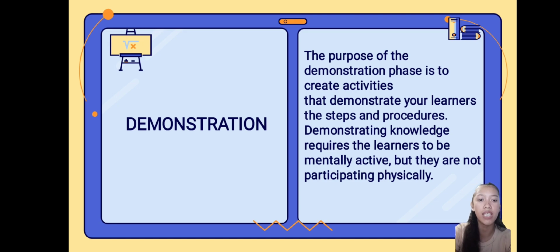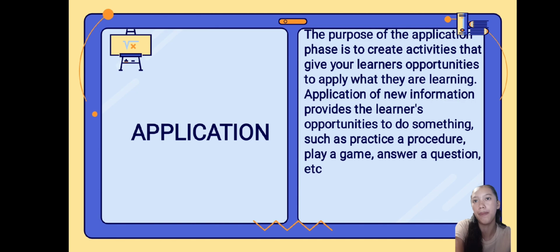Depending on the topic, you can use videos, a real life demonstration, infographics, or role playing. For example, demonstrate new information such as steps and procedures, or show a process in a real or simulated situation which the learner can relate to. And the fourth one is the application.